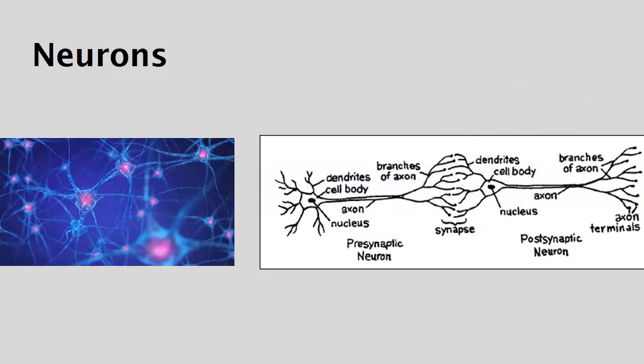What ends up happening is this is going to open up channels that allow positively charged sodium ions into that postsynaptic neuron, and that essentially excites the neuron. We talk about that in terms of depolarization. If that cell becomes depolarized enough, then we reach what's called an action potential. Essentially, that just means the neuron's going to fire.